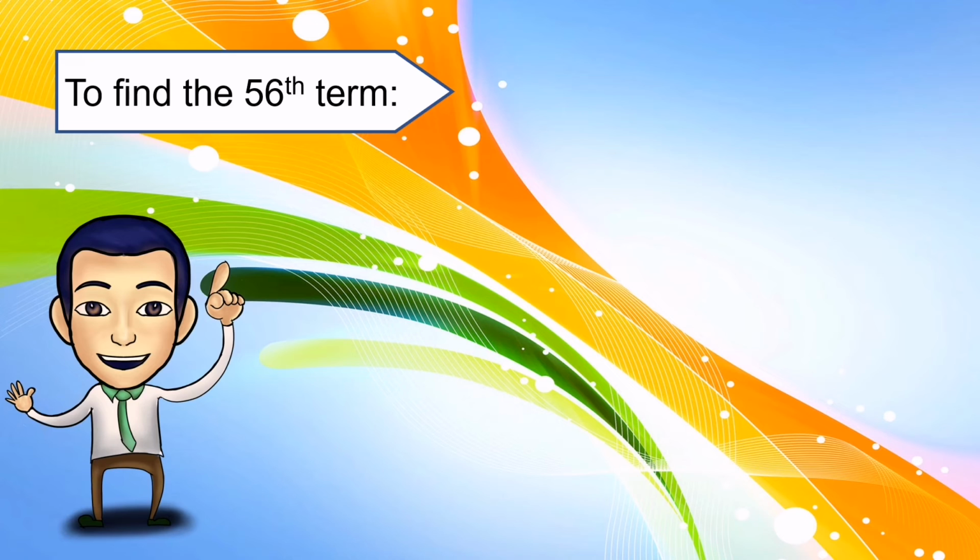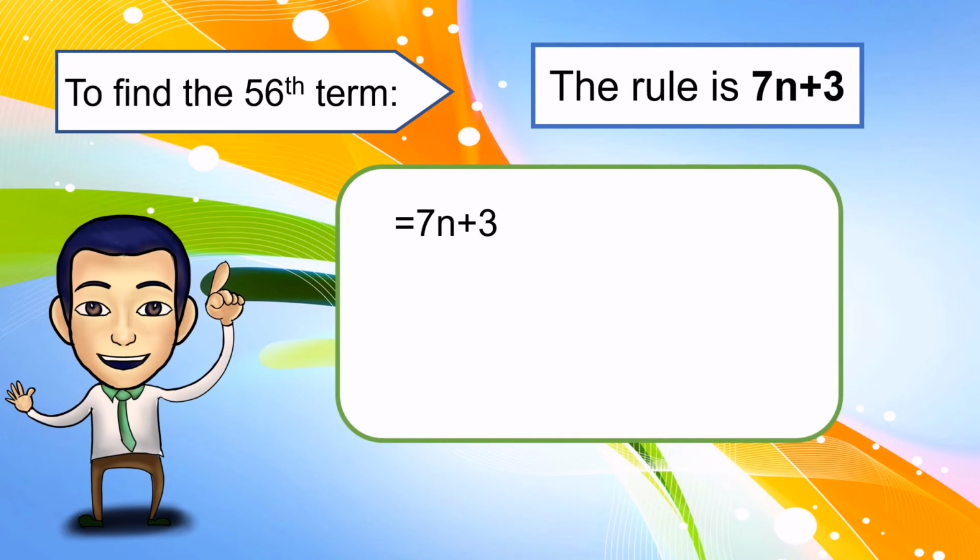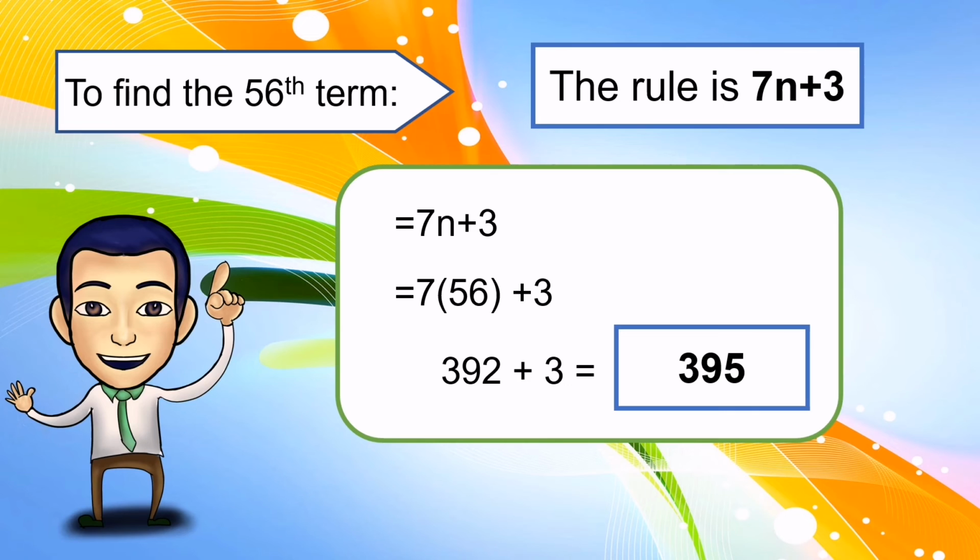Let's continue answering the problem by finding the 56th term of the sequence using this rule. So our rule is 7n plus 3. Let's replace n by 56. If we multiply 7 times 56, the result is 392. So it became 392 plus 3. The final answer is 395.